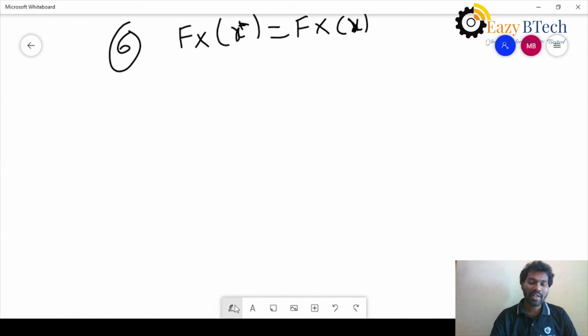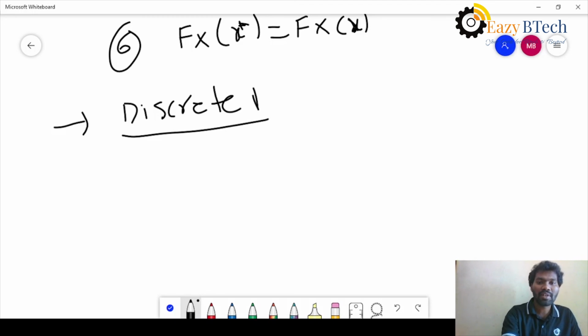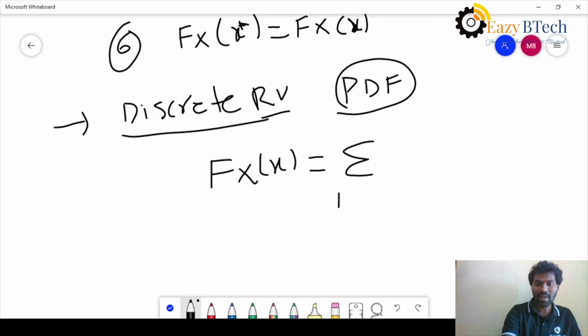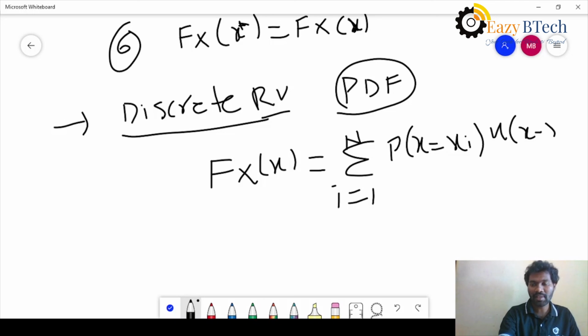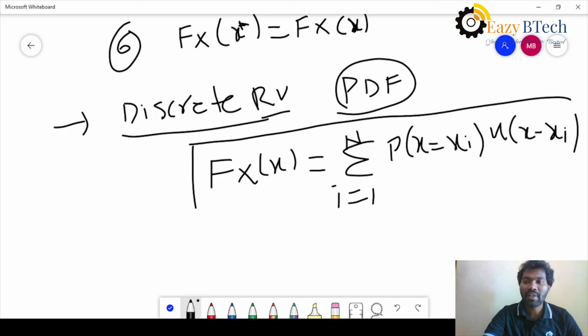So we have seen the continuous probability distribution function, which is for the continuous random variable. For a discrete random variable there is also a probability distribution function. It is represented similarly, but with a summation: F_X of x equals sigma i equal to 1 to n of P of X equal to x_i into u of x minus x_i. So this is the probability distribution for a discrete random variable.